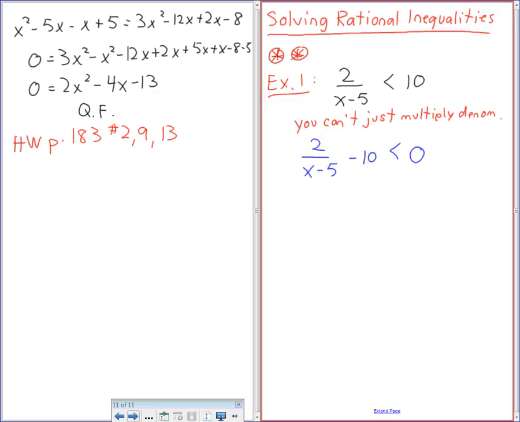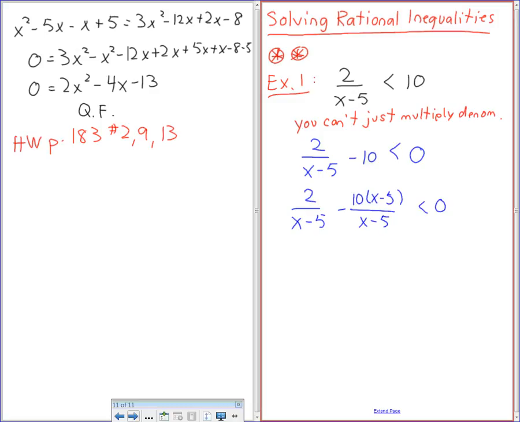Okay, so Kylie, let's forget about the right-hand side. When I do 2 over x minus 5 minus 10, do you recall from grade 10 or 11 how you do that? You find a common denominator, very good. What's my common denominator going to be? Very good. So we're going to call this 2 minus 10 times x minus 5, all over x minus 5, less than 0.